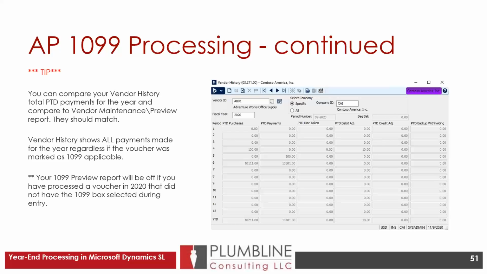Here's a tip for you. You can compare your vendor history, total period to date payments for the year, and compare it to the vendor maintenance preview report. They should match. So most of the time, our vendors, if they're 1099, all payments made to them are 1099 applicable. So when you look at the 1099 preview report and you look at the vendor history report, the total year to date for those payments should match.